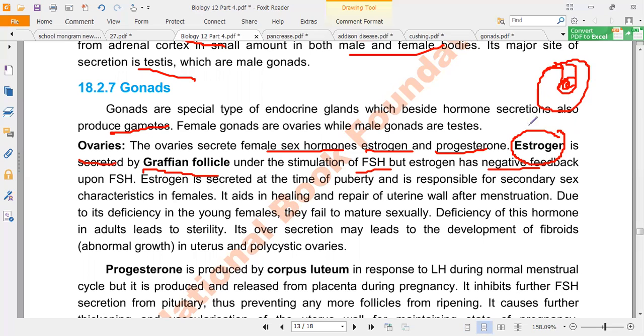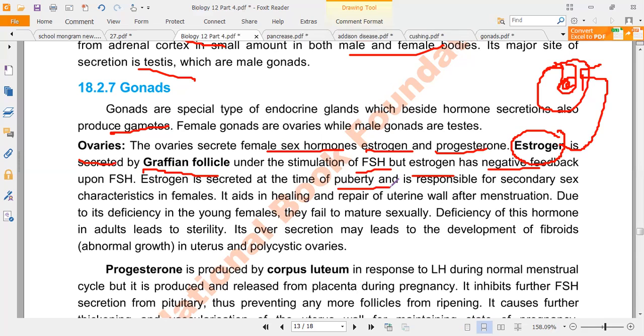Estrogen has a negative feedback on FSH. When estrogen is released in more quantity, because there are more follicles, it gives negative feedback, and then the pituitary stops secreting FSH.